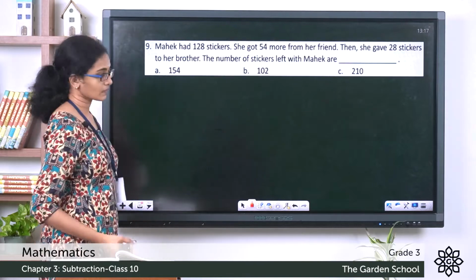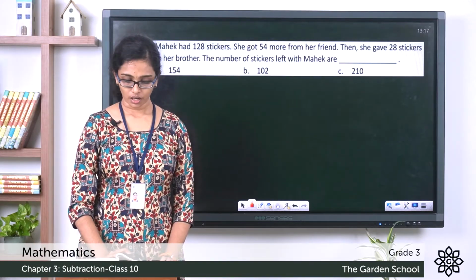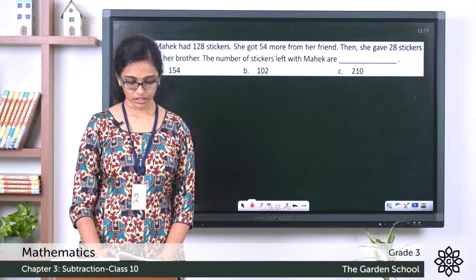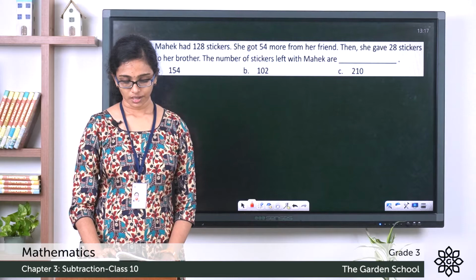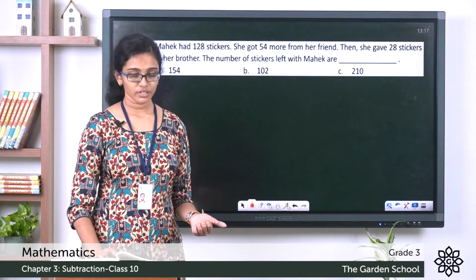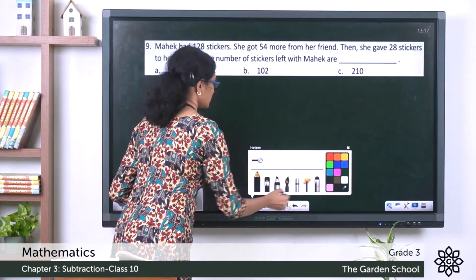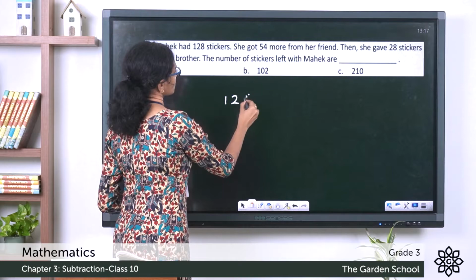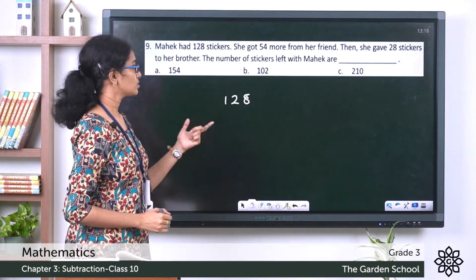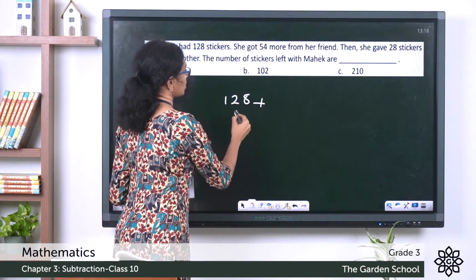Let's see that. Mehak had 128 stickers. She got 54 more from her friend. Then she gave 28 stickers to her brother. The number of stickers left with Mehak are. So how many stickers she had in the beginning? She had 128 stickers with her. Then she got 54 more from her friend. So after that, how many total number of stickers are with her? How do we find that?